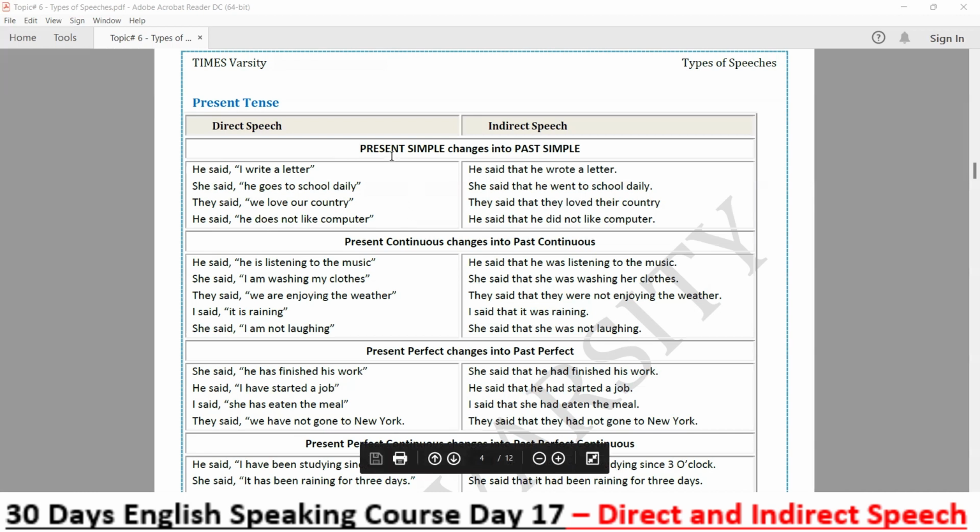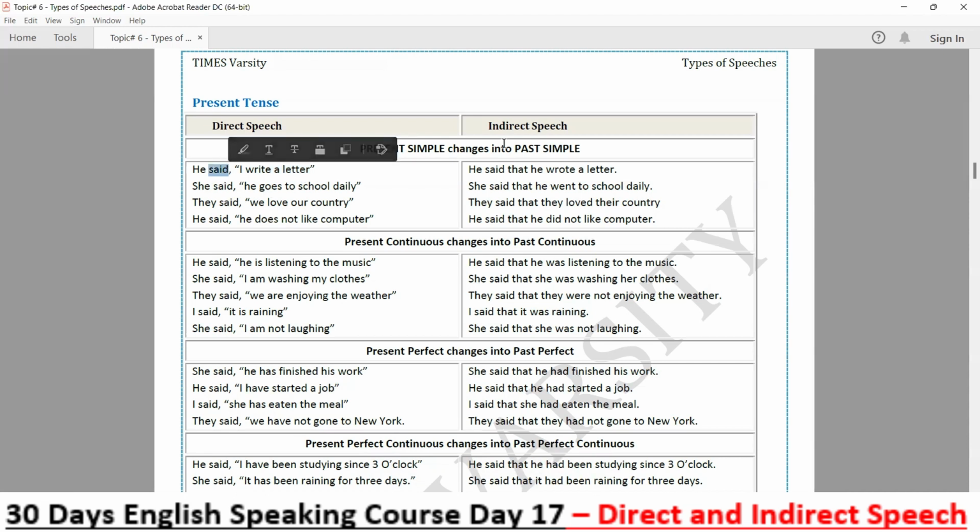So as you can see here, all our direct speeches are in simple present, and the reporting verb is in past. That's why you see present simple changes to past simple. That's why you see he said he does not like computer. So indirect speech will be he said that he did not like computer, because present simple is changed to past simple. Okay. Now next one.